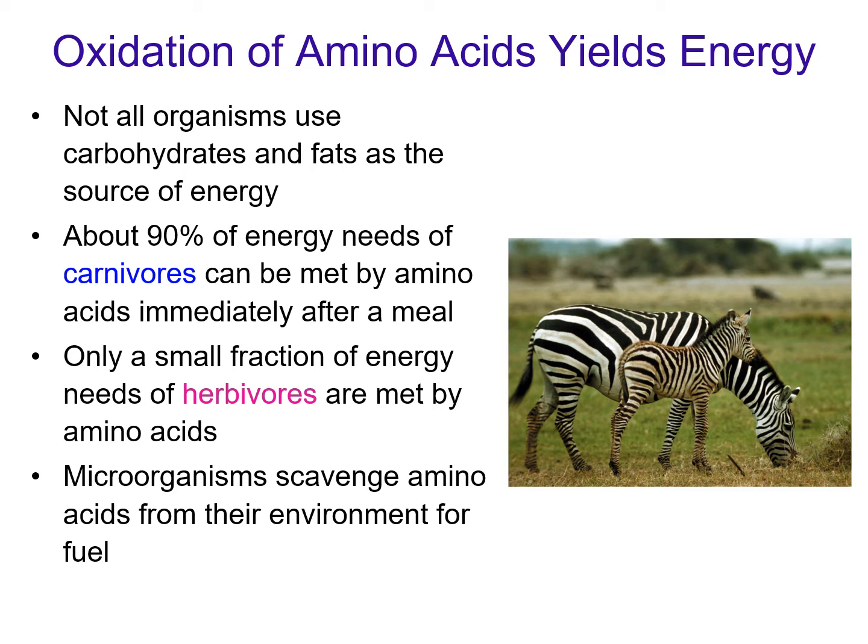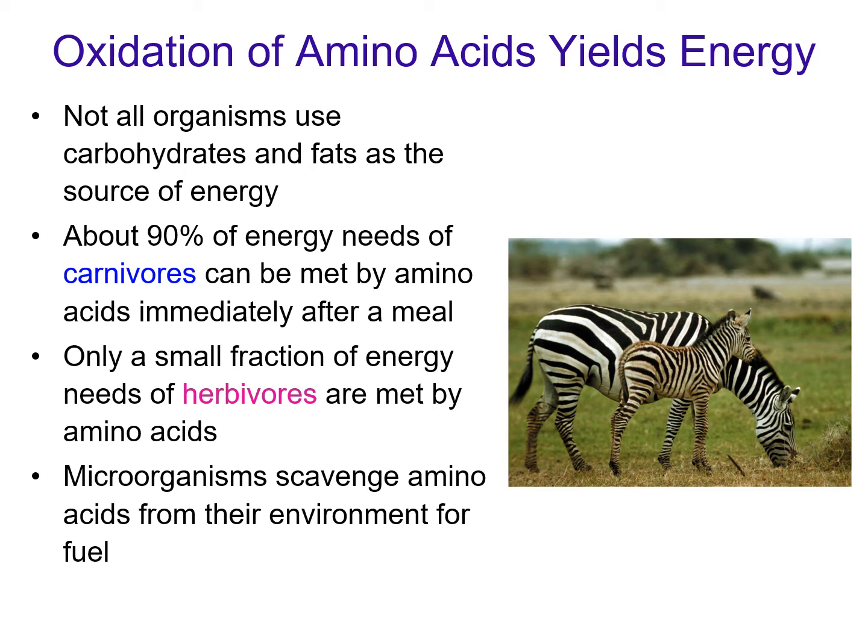Only a small fraction of herbivores', such as this zebra here, needs are met by amino acids. So they're mostly eating grass, which is a carbohydrate, or some other vegetation, which is a carbohydrate. And so they really don't get their energy needs met by proteins.